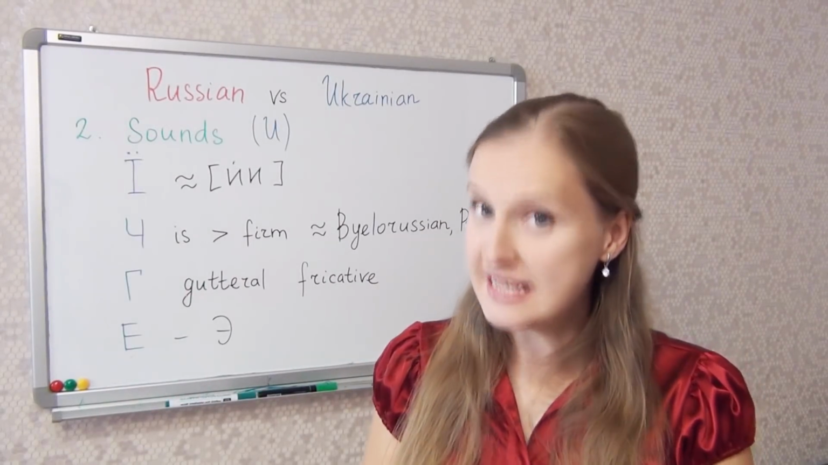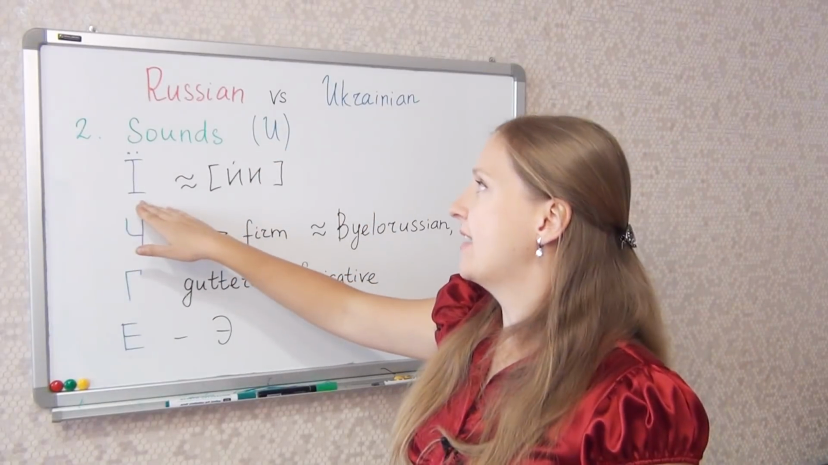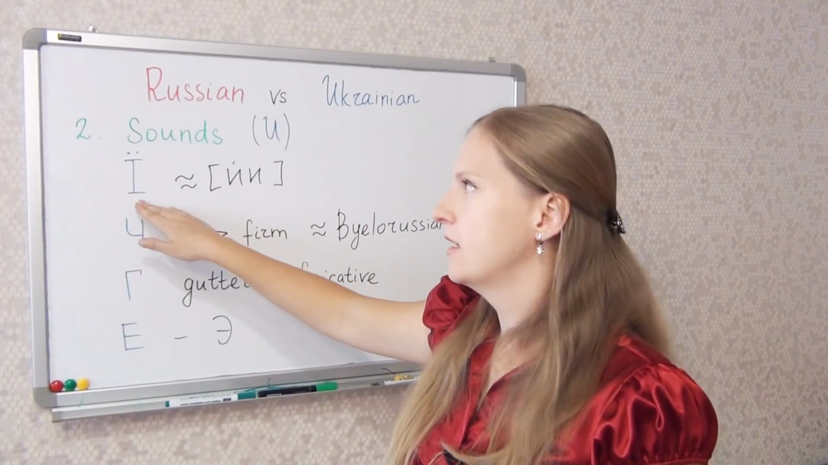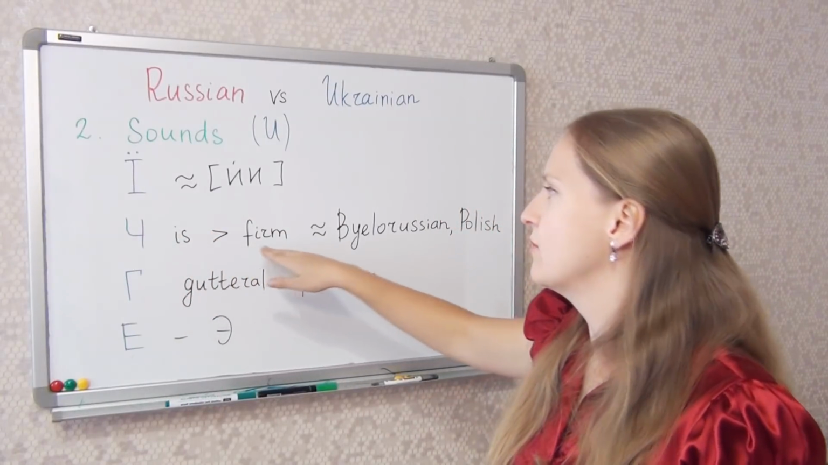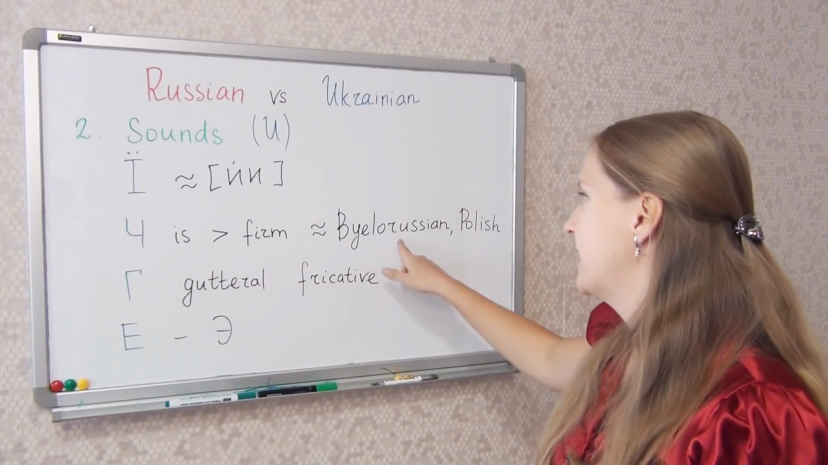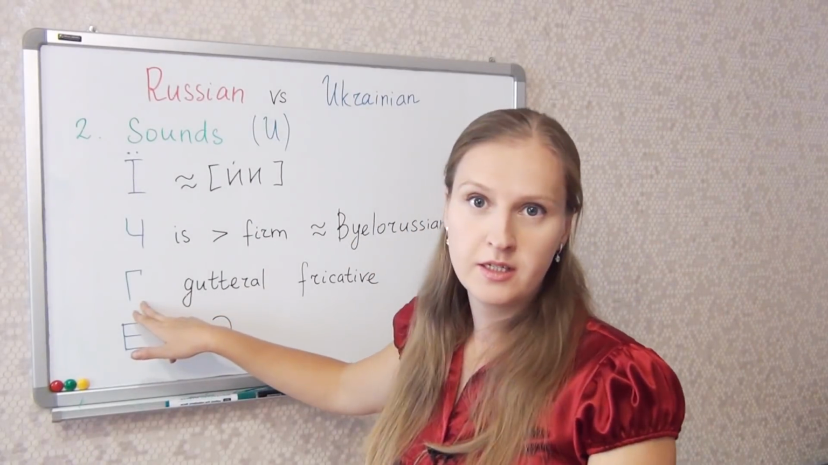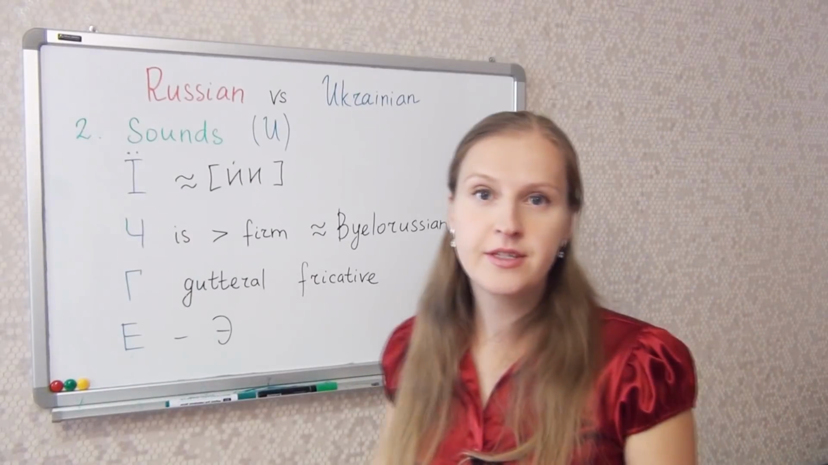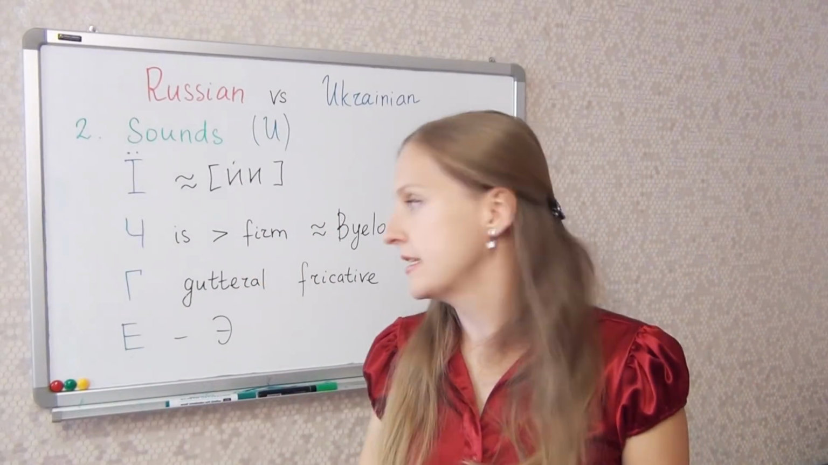Now, as for the sounds, here I will talk about the Ukrainian language. We have ï. I hope that I pronounce it correctly. Ch is more firm, like in Belarusian or Polish. R, it is a guttural fricative. In Russian we say g, and in Ukrainian it is r.